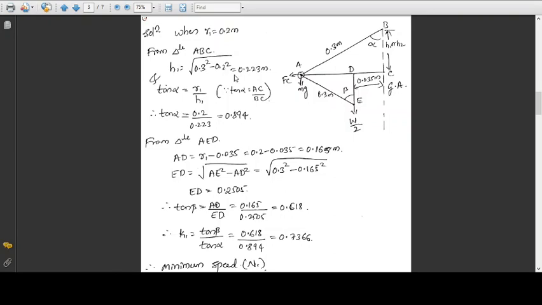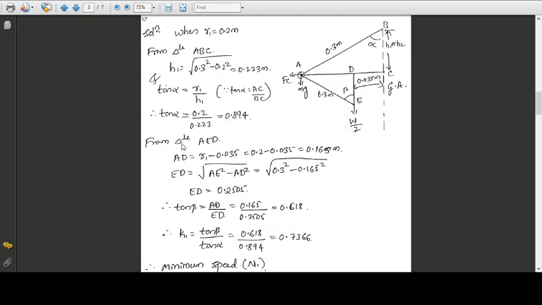After simplification, you will get H1 as 0.223 meter. Also, from this triangle, you can see that tan alpha equals R1 by H1. If you consider this triangle, tan alpha equals R1, that is opposite, by H1, that is adjacent. We know the values of R1 and H1. Here alpha is not equal to beta because they are connected at different axes, which is why you need to calculate both tan alpha and tan beta. So tan alpha equals R1 by H1, which gives the value 0.894.